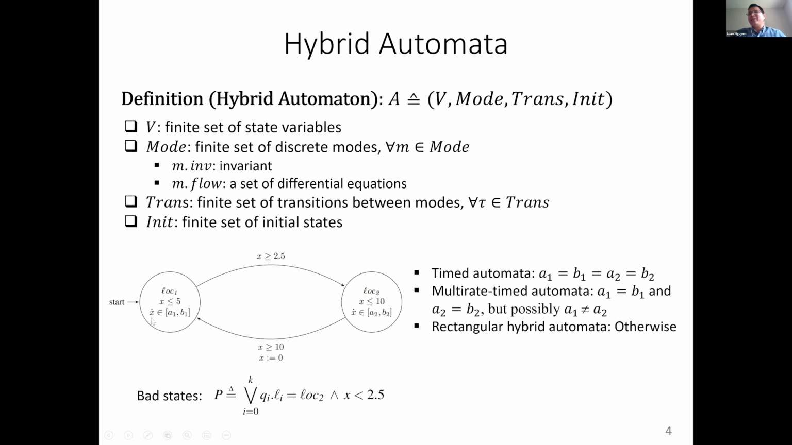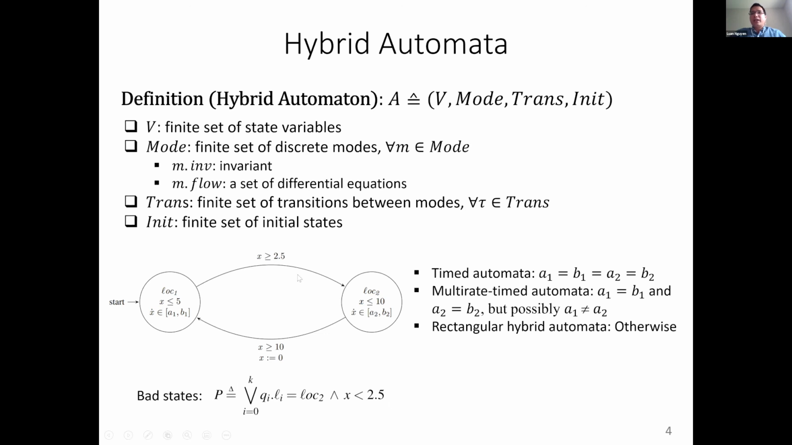We have a constant rate of change of the state variable. And we also have multirate timed automata, where A1 equals B1 and A2 equals B2, and otherwise we have rectangular hybrid automata. And again, this is the class of hybrid automata we focus on in this talk.